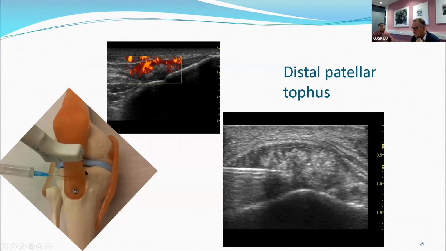Needle is in transverse under the patella, like this. And I aspirated a little bit, you get a little aspiration, which can be blown out from the needle and put on the microscope. So you see these crystals.